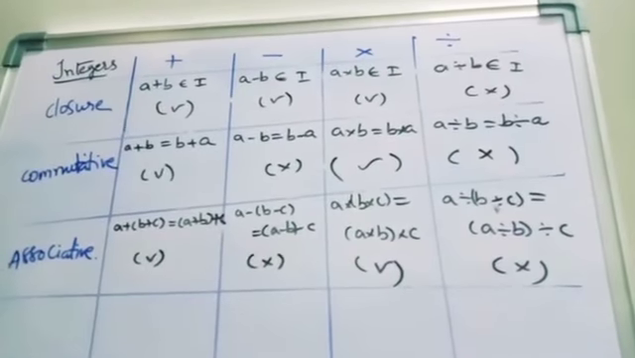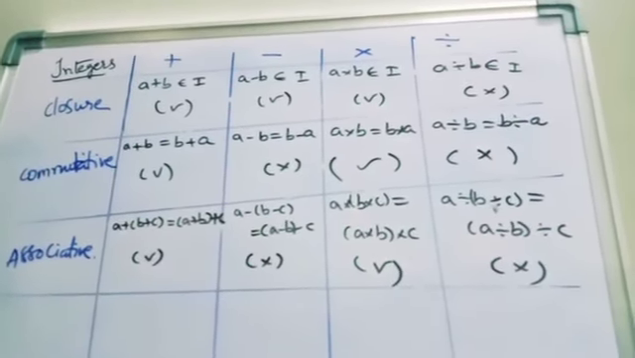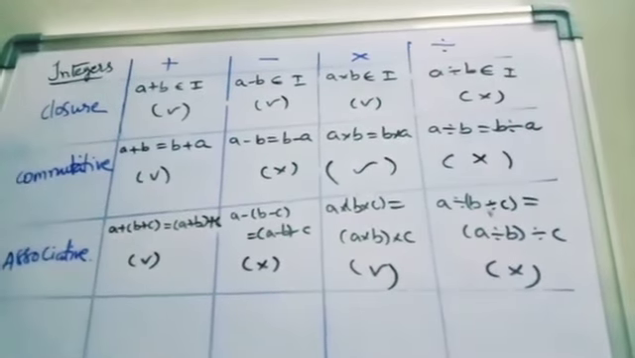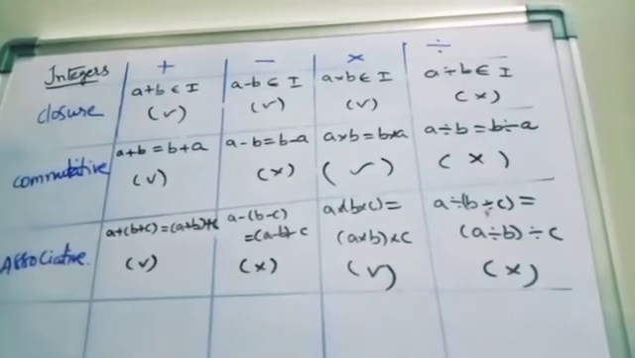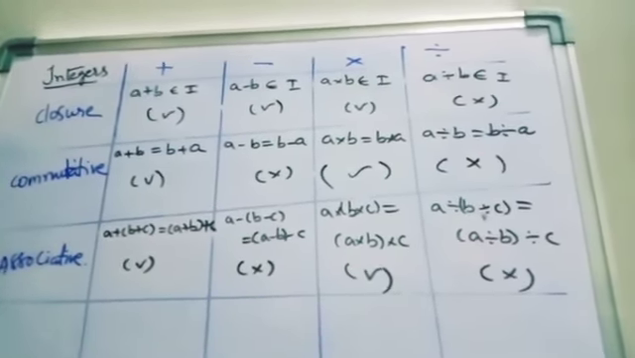Here we can see in one table all the properties of integers with the four operations. From this table we can understand all the closure, commutative and associative properties of integers for addition, subtraction, multiplication and division.